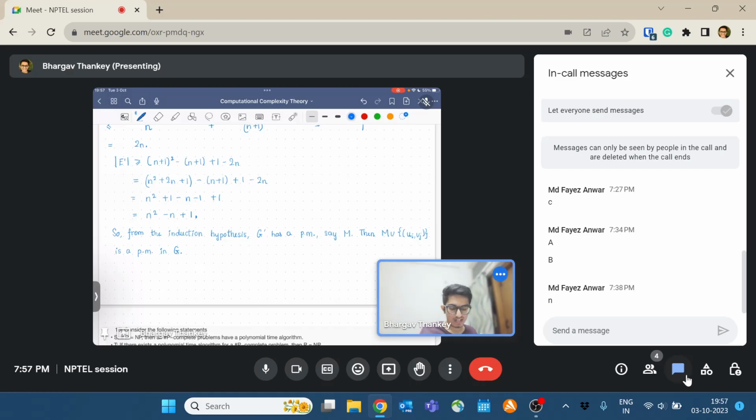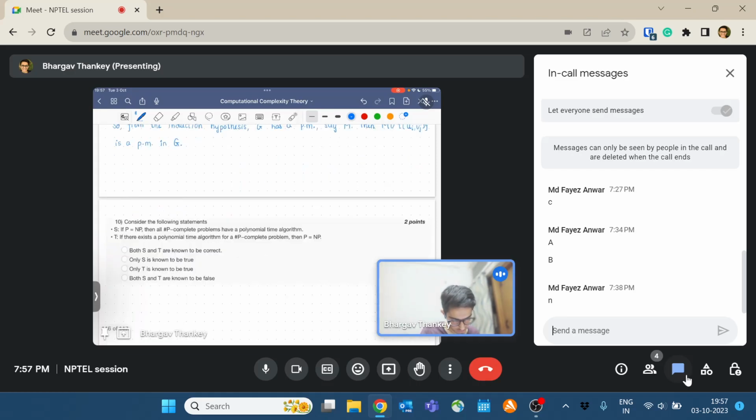So any bipartite graph where both the left and right sides have exactly n vertices has to have a perfect matching. So we just have 3 minutes left. Yeah, we can solve this problem.